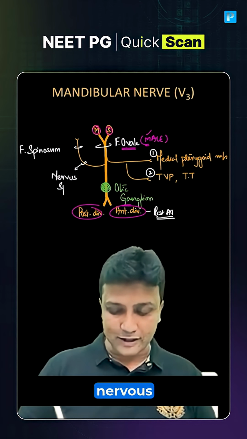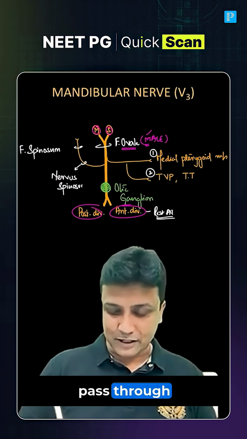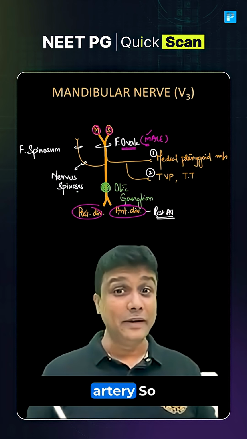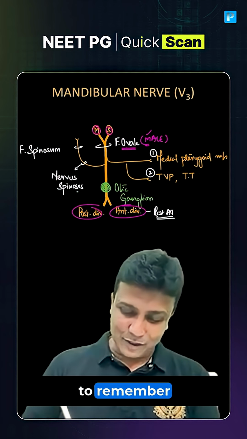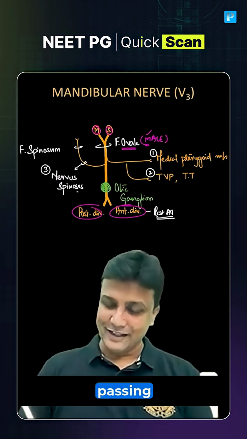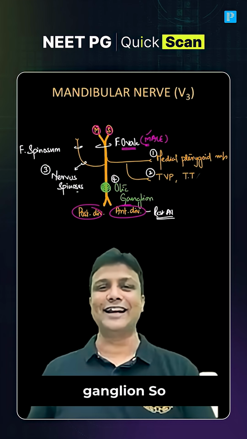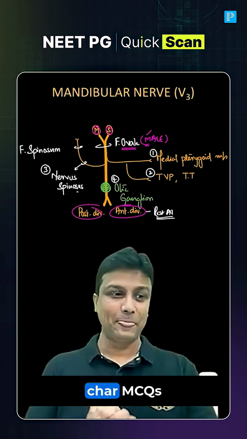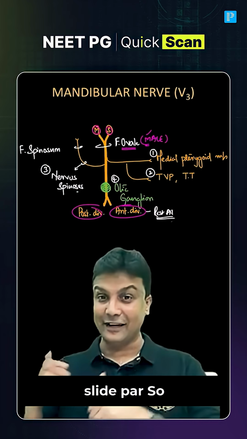And I told you very clearly, nervus spinosus is going to pass through the foramen spinosum, along with the middle meningeal artery. So that is the third point to remember. And finally, the fourth point to remember is the trunk of the mandibular nerve is passing through a ganglion, that is otic ganglion. So on this slide, there are like 4 MCQs possible here. 4 MCQs are important on this slide, okay?